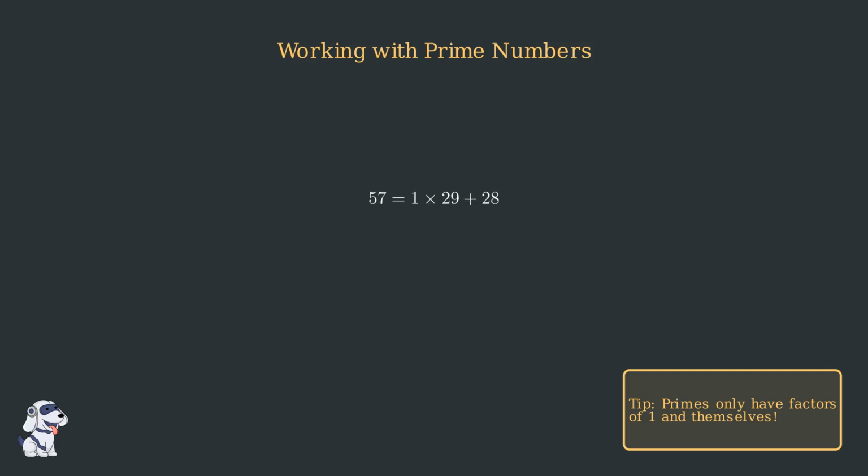What if we use 29 and 57? 57 divided by 29 leaves a remainder of 28. Then 29 divided by 28 leaves a remainder of 1. Since we reached 1, the numbers are coprime and their GCD is 1. Prime numbers simplify our steps because they usually lead us to a remainder of 1 very quickly.